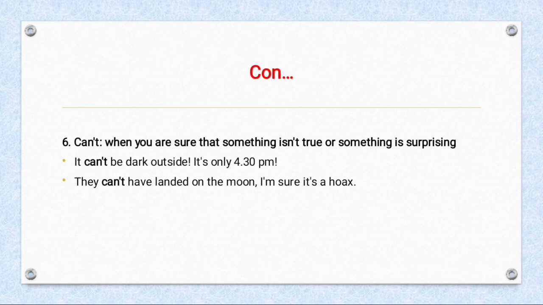Can't. When you are sure that something is not true or something is surprising, then we also use can't. Like, it can't be dark outside. It's only 4:30 p.m. They can't have landed on the moon. I'm sure it's a hoax.